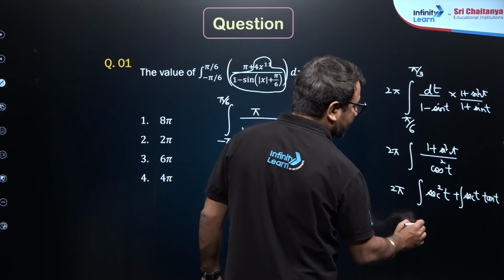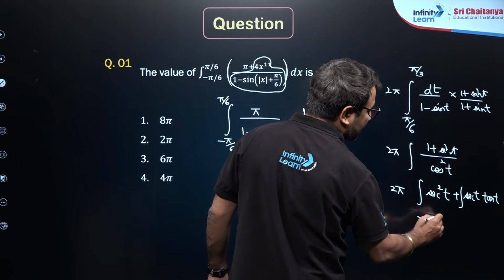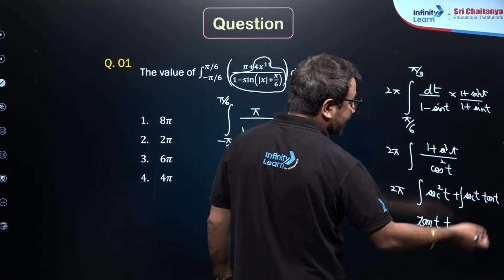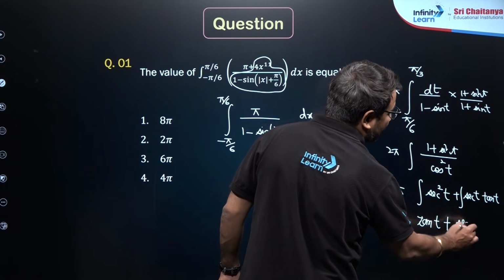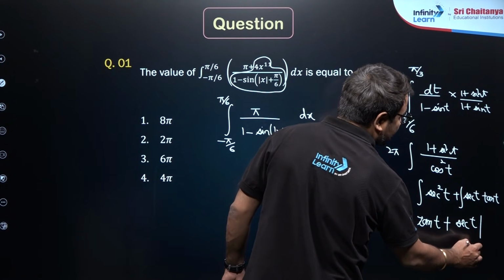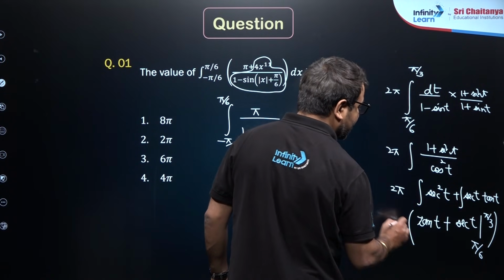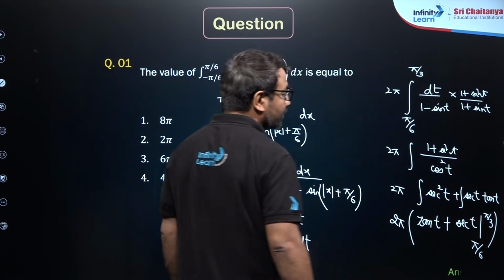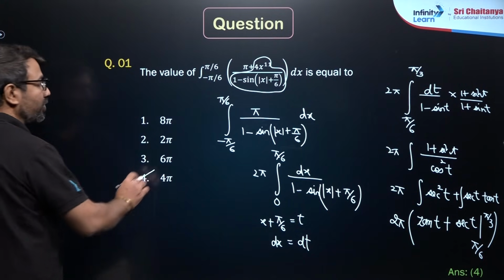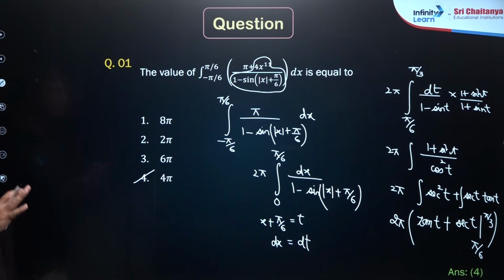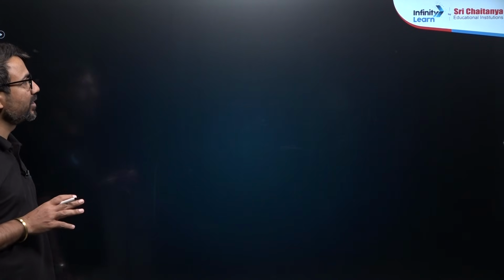So here sec square integration will be tan theta, and then my dear student, sec t tan t integration will be sec theta. And then you have to apply the limits from pi by 6 to pi by 3, and this whole thing has to be multiplied by 2 pi. If you simplify this, you will be able to get the fourth option, which is 4 pi. I hope you all are able to understand how we did this question.